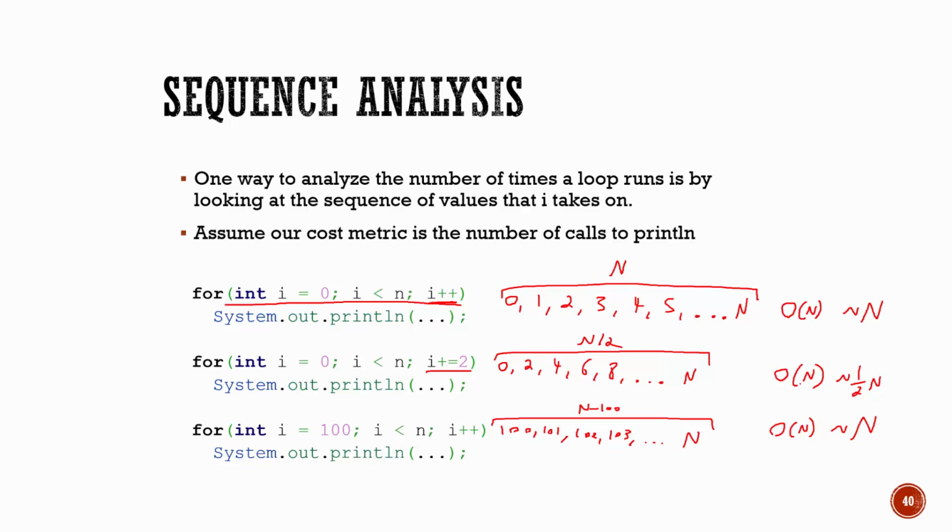Tilde doesn't use the least dominant term, right? So it only uses the dominant term. If there's anything less, it doesn't use that. So the fact that there's a negative 100 disappears in tilde. Okay, so hopefully that makes sense. Again, we're just tracing out the sequence. We want to see what values are visited, and then from that, we're figuring out how many times it runs.